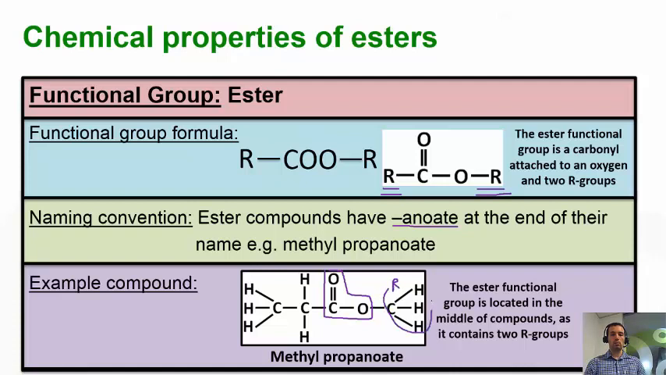So the CH3 is one of the R groups. That's the methyl part. And on the other side, we've got two carbons, which in combination with the carbon in the carbonyl corresponds to this prop part. So that's three carbons there. But really all I want you to be able to do with this sort of structure is recognize where the functional group is and what it is, and the fact that methylpropanoate has the ester functional group within it.